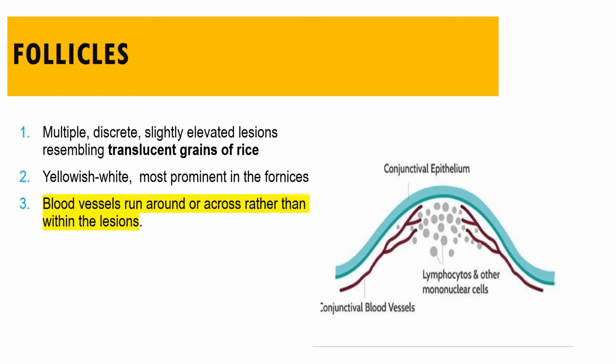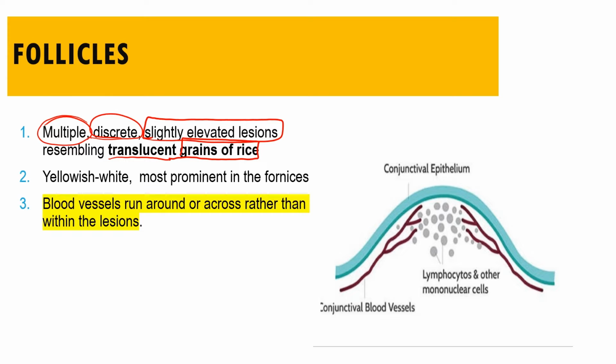Now coming to the follicles. As I told you, follicles will have the conjunctival blood vessels present along the periphery of the follicles, right? So these follicles are actually multiple, discrete, and slightly elevated lesions. Okay, so you will have multiple lesions, they're slightly elevated, but what is important is that they look like translucent grains of rice. So whitish lesions which will look like grains of rice, right?